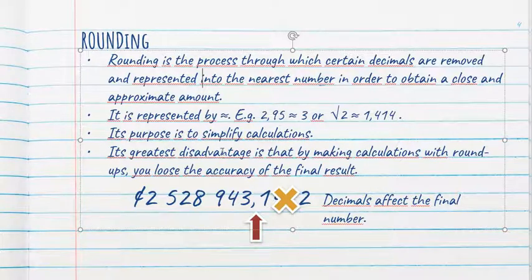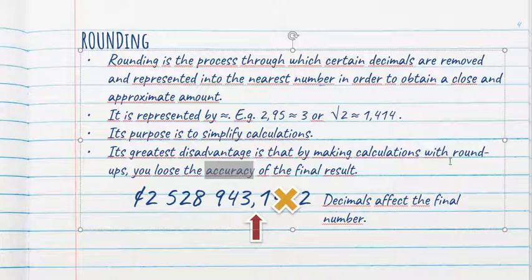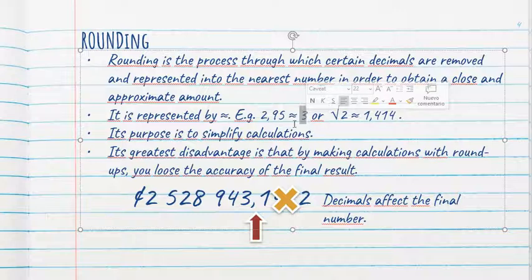Its greatest disadvantage is that by making calculations with roundups, you lose the accuracy of the final result. So it's not the same to add 5 values that are rounded as 5 values with as many decimals as possible. The result will not be the same. The final result will not be accurate if you make the calculations with rounded numbers. It's not the same to add 3 than to add 2.95. Okay?